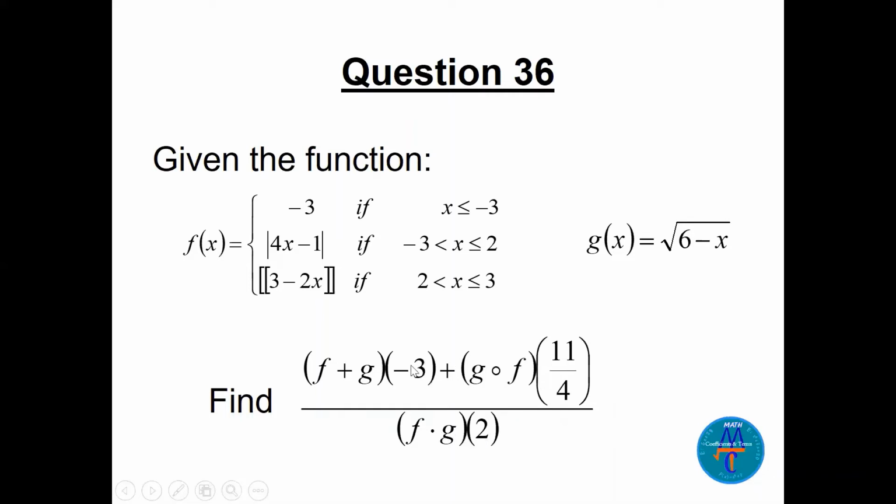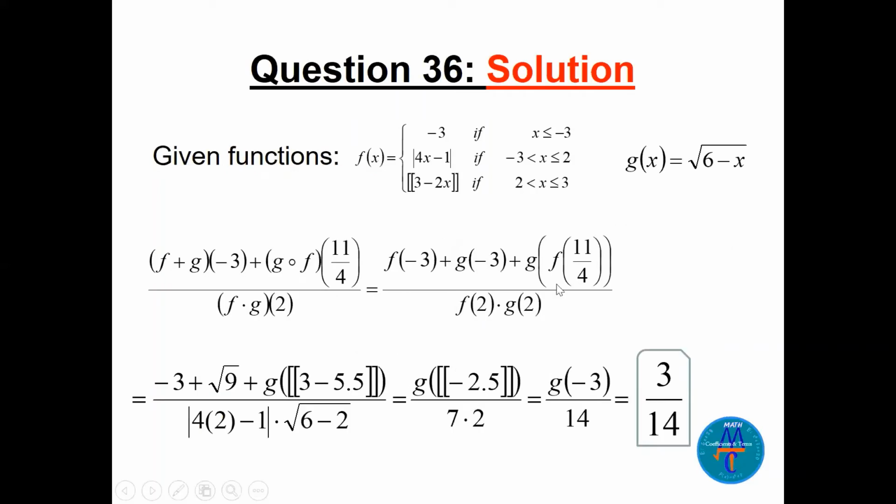Just replace each number in the proper function. Let's start here, minus 3. So it will be f of minus 3. We see where is minus 3 in the f, plus g of minus 3. I replace it in the function g. Now here, you have to check 11 over 4. What is this number? If you divide 11 over 4, it would be 2.75.